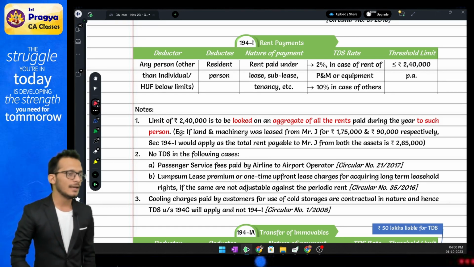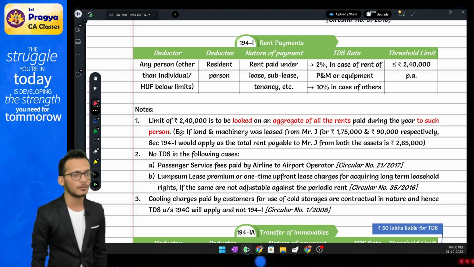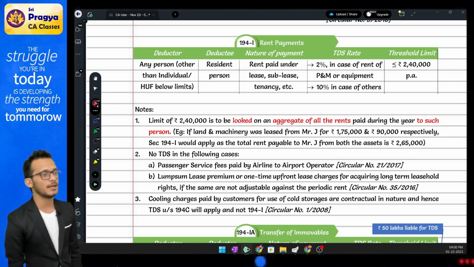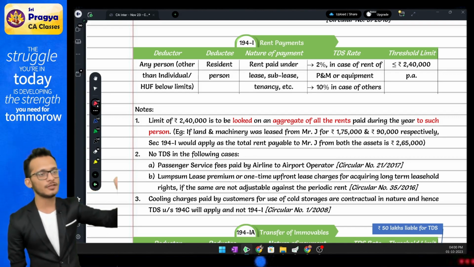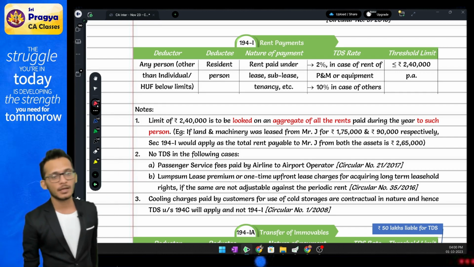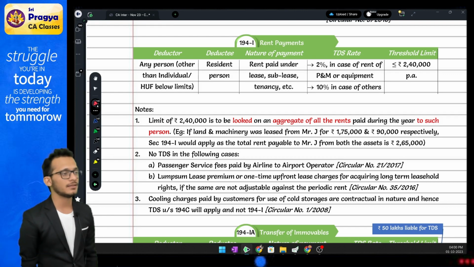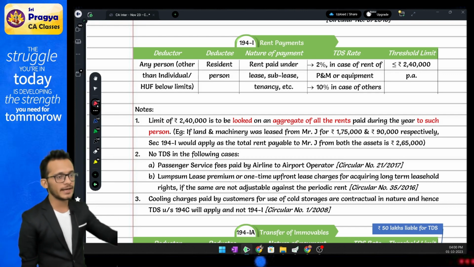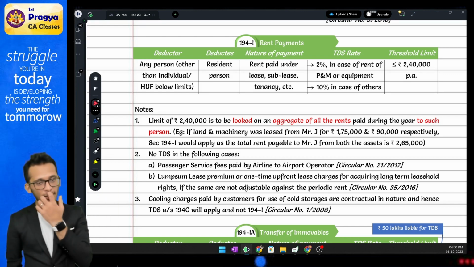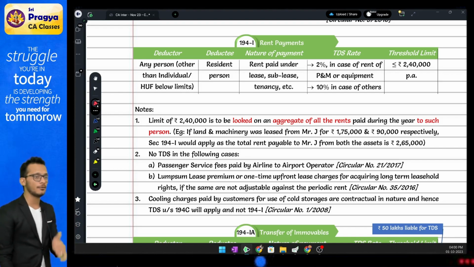In simple words, if the last month's payment is 10,000 rupees, but you find out that the total TDS is coming as 20,000 rupees, you deposit 10,000 as TDS to the government, and the government will let you go. It will not ask you for the balance 10,000. Yes or no? This is your 194IB.